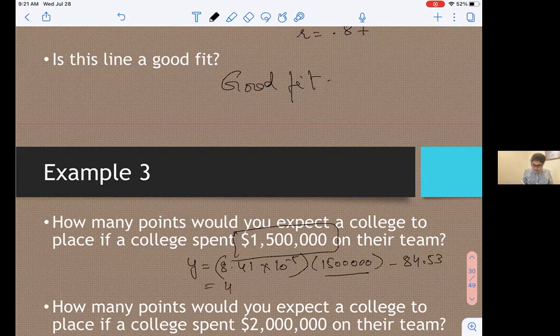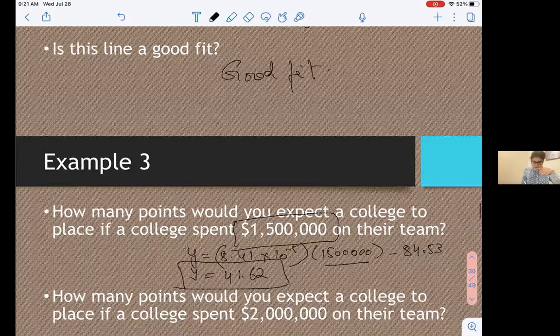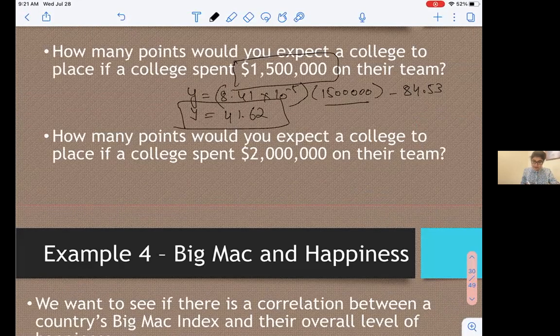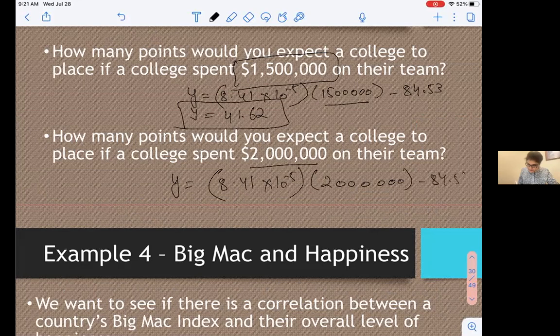So this is giving me 41.62. This is my value. Similarly, you can find the value of the points, that is, how many points would you expect a college to place if your college spent this amount of money. So you have to substitute this amount of money in your equation of linear regression line, which is 8.41 times 10 raised to power minus 5. And then at the value of x, you have to substitute 2 million, and then minus 84.53. And then you have to calculate this value on your calculator.